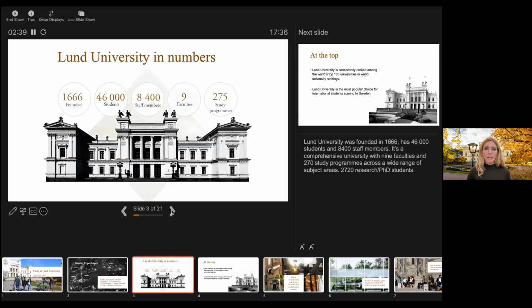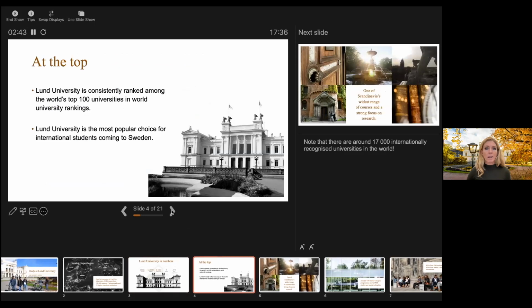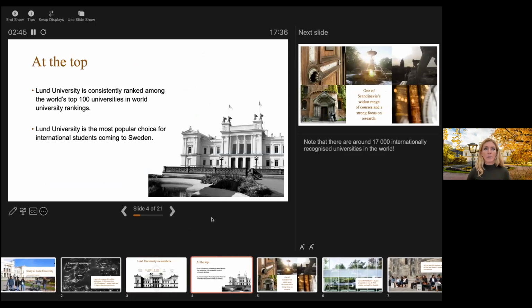Another key fact that's important to know if you're interested in studying abroad is that Lund University is consistently ranked as one of the top 100 universities in the world, if you look at the World University Ranking. And we are also the most popular choice in Sweden for international students and also actually for Swedish students. But now we're talking to international students specifically.